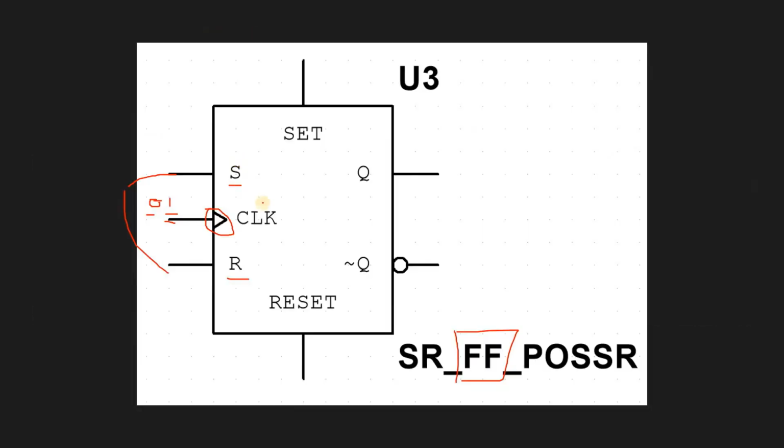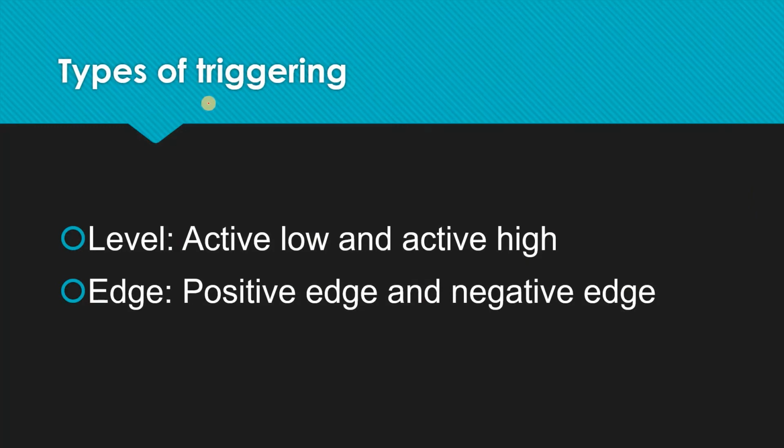Actually, if you see the circuit now, we'll talk about it in the next tutorial. There are some types of triggering. If you want to change the output according to your input or the clock, there are two types of triggering, which are level and edge. So for active low and active high.